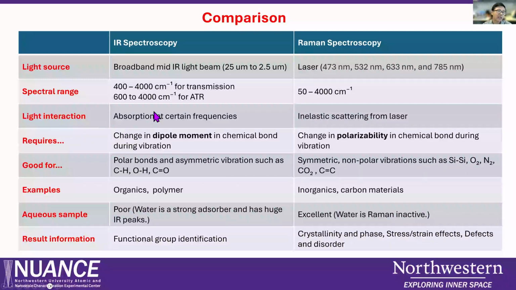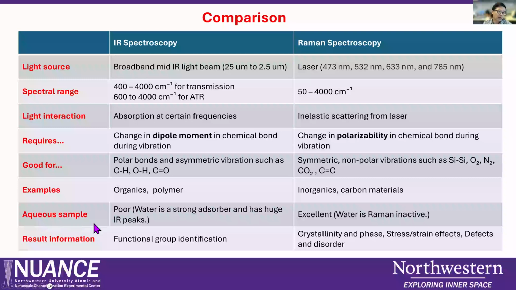The light interaction for IR is absorption, and for Raman it is inelastic scattering. IR requires a dipole moment change of the chemical bond, and Raman requires a polarizability change of the chemical bond. IR is good for polar bonds like carbon-hydrogen and OH bonds, and Raman is good for symmetric bonds. For example, IR mostly detects organics and polymers, and Raman is good for inorganics and carbon materials.